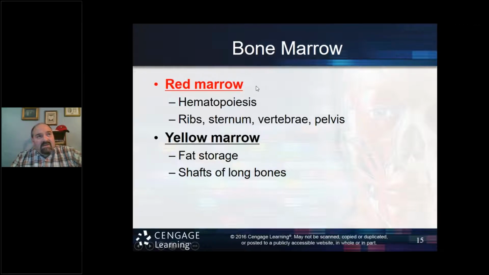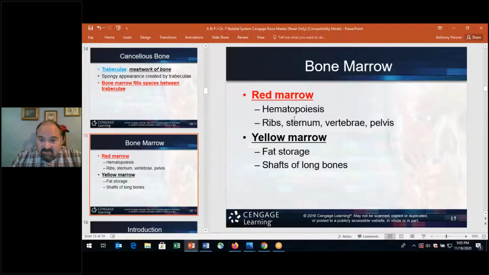Red marrow, primarily in children, will be more throughout the whole skeletal system, whereas in adults the red marrow will be primarily in the flat bones, the vertebrae, the pelvis, the sternum, the ribs, the skull, and the ends of bone, the epiphyses of bone. Red marrow. Okay, I'm going to write that there also.